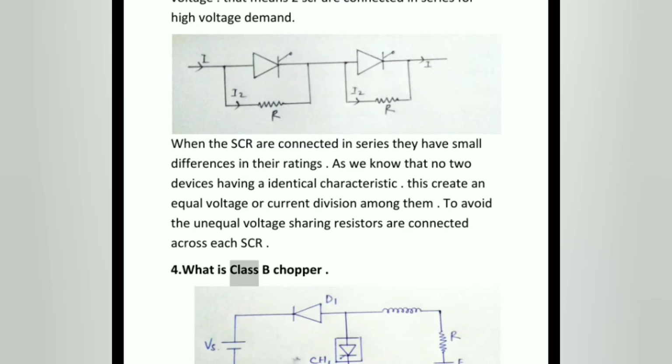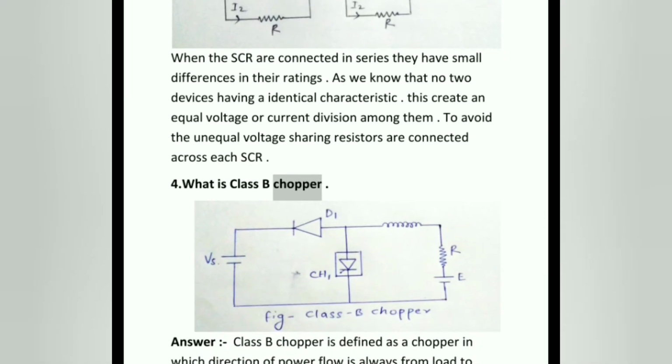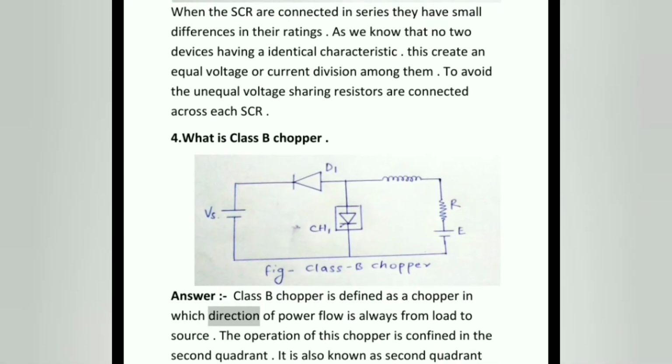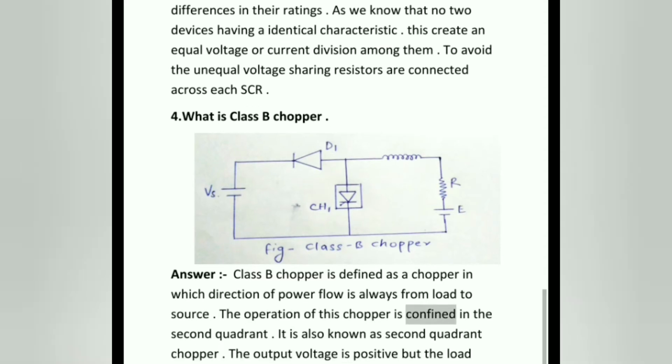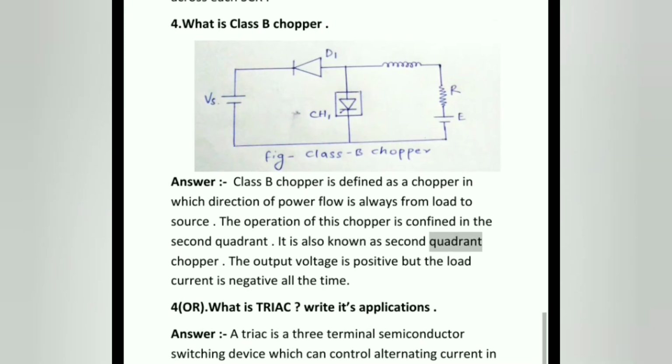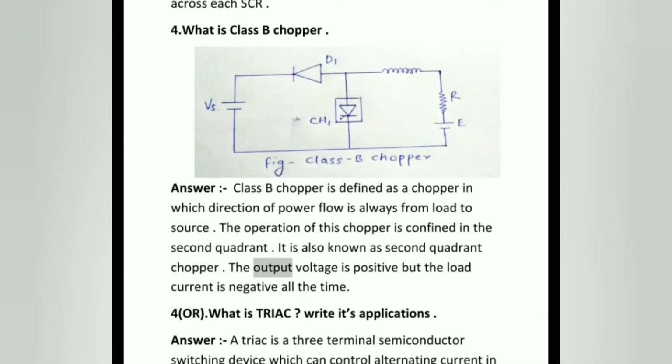4. What is Class B chopper? Answer: Class B chopper is defined as a chopper in which the direction of power flow is always from load to source. The operation of this chopper is confined to the second quadrant. It is also known as second quadrant chopper. The output voltage is positive, but the load current is negative all the time.